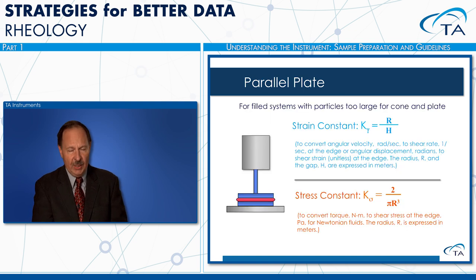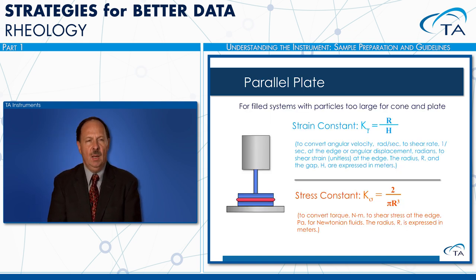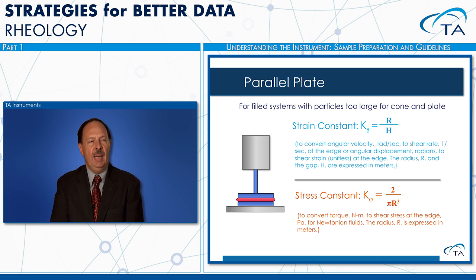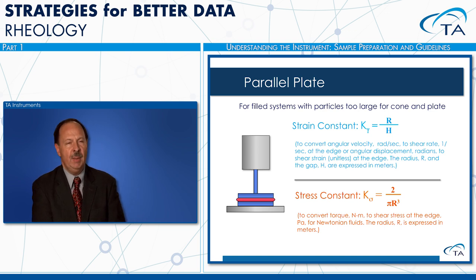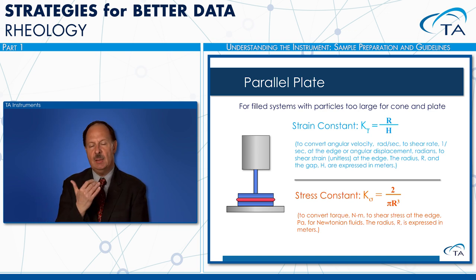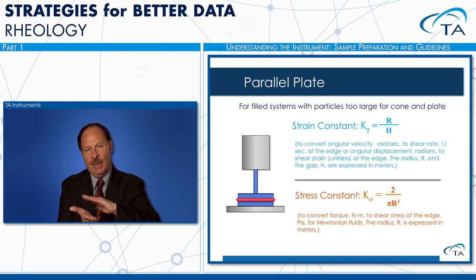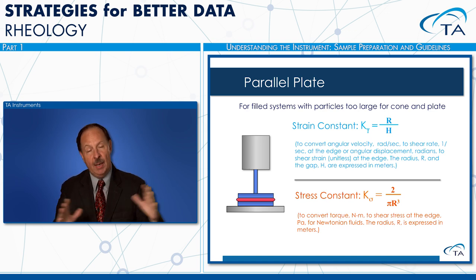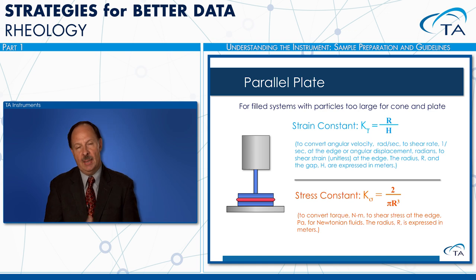Okay, then the next geometry that we'll talk about is the parallel plate. Of all the geometries, this one is probably the most used. And again, if we were to take a worldwide survey of geometries that are used on our rheometers, especially the DHR and the AR rheometers, I'd say it's the 40 millimeter parallel plate. And the most common gap that people use is 1,000 microns or 1 millimeter. But you're not restricted to that. And that's the nice thing about the parallel plate, you can run it at different gaps. The one limitation would be you can't go so high that your material will start coming out of the gap.